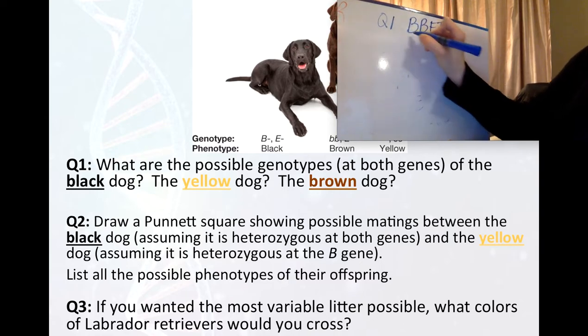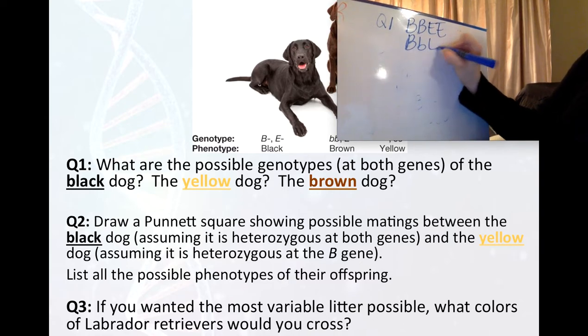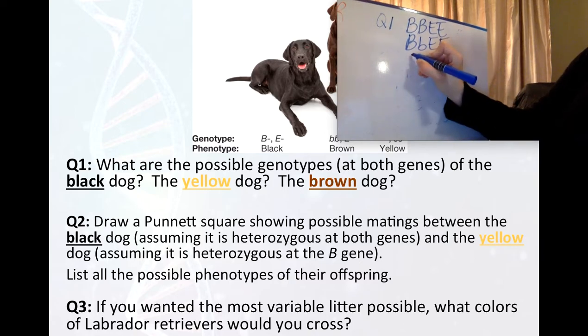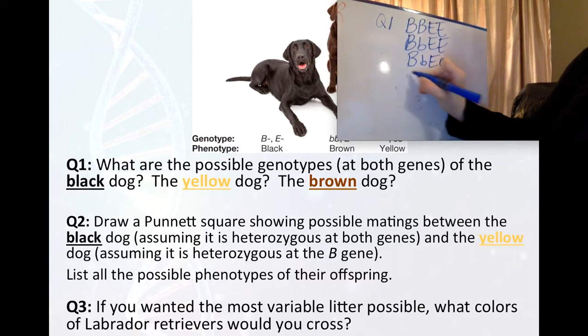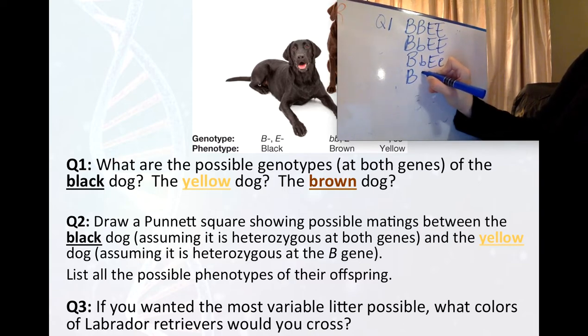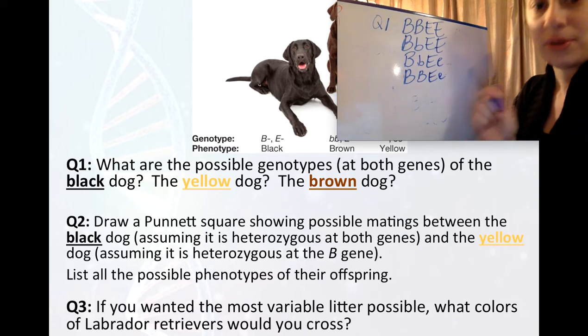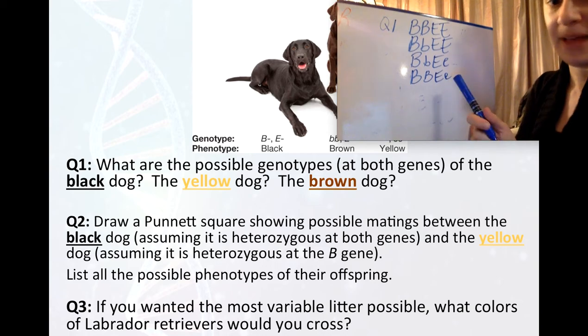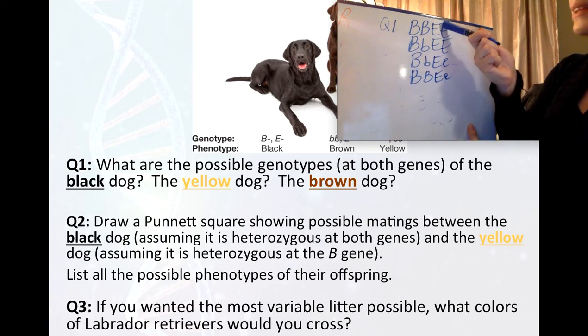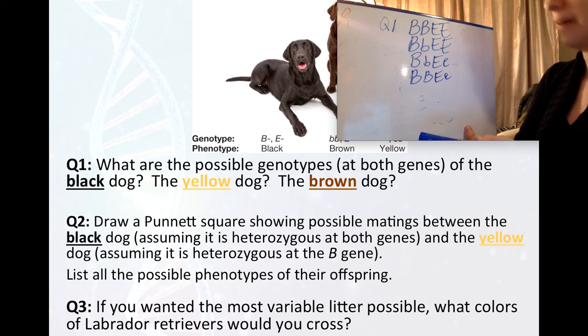It could be big B, little b, big E, big E. It could be big B, little b, big E, little e. It could be big B, big B, big E, little e, and I believe I got all of them. It's possible I might be missing one. But those are all different genotypes for the black dog, because it has a black allele and then it has the pigment production allele.